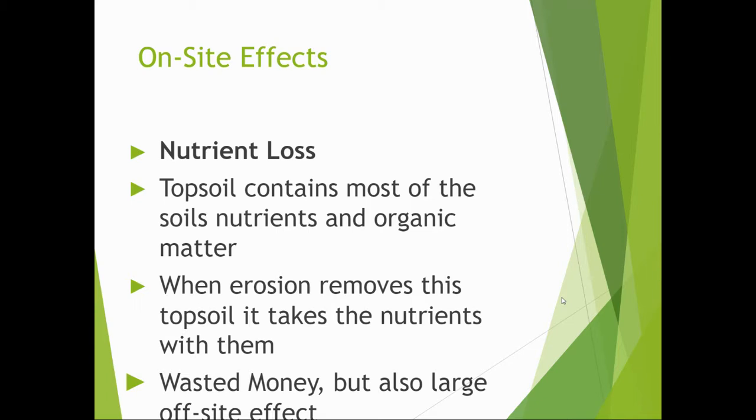So other on-site effects: nutrient loss. We should know by now that topsoil contains the most nutrients for plant growth. So when erosion removes this topsoil, it takes the nutrients with it. This is not only a waste of nutrients, but it could also be a waste of money. But it is also a large source of the off-site effect, which is pollution, whether it be other parts of land or water sources.